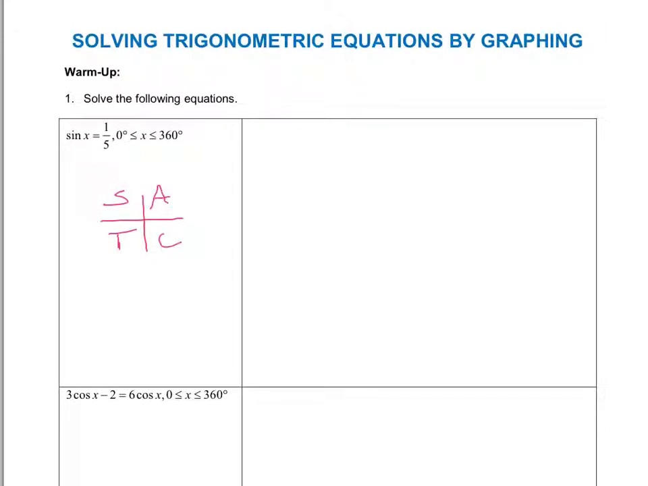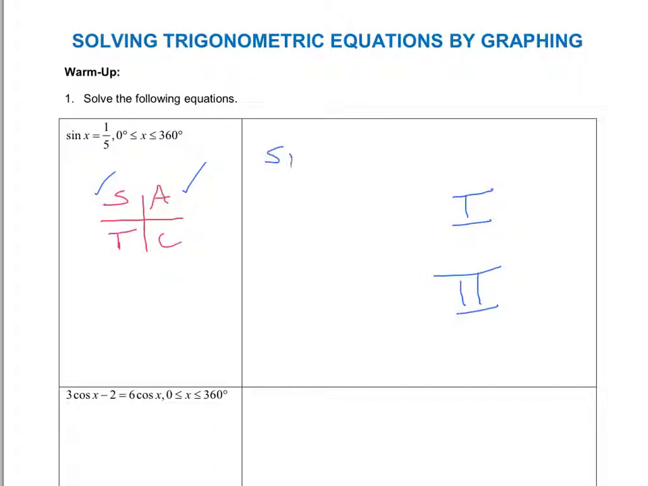Okay, so for this first example, we see sine x is equal to 1 over 5. The range that I'm working in is from 0 to 360 degrees. So I'm trying to find the angle. Using the cast rule, I draw out my cast symbol so that I can look at my diagram. And I look at my question and I know that sine is positive in quadrant 1 and quadrant 2. So I know I'm going to have an answer here in quadrant 1 and quadrant 2.